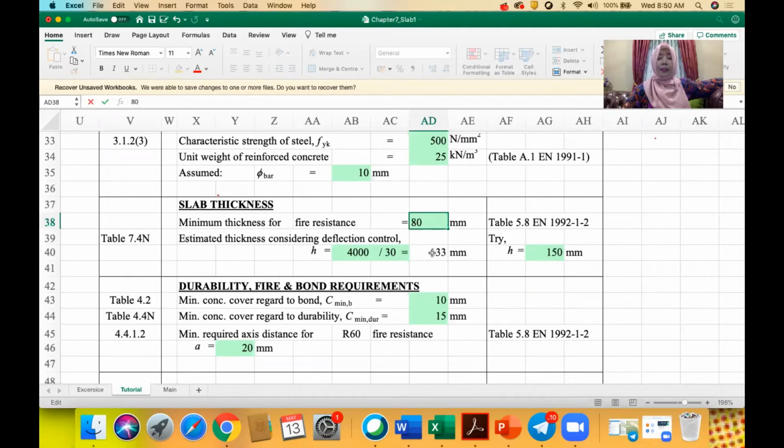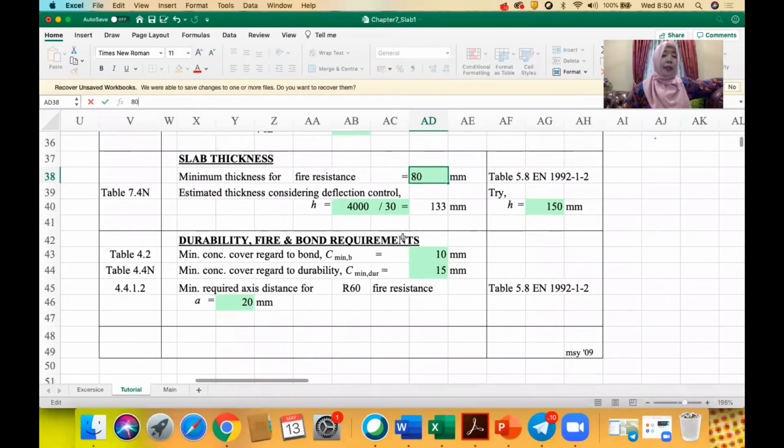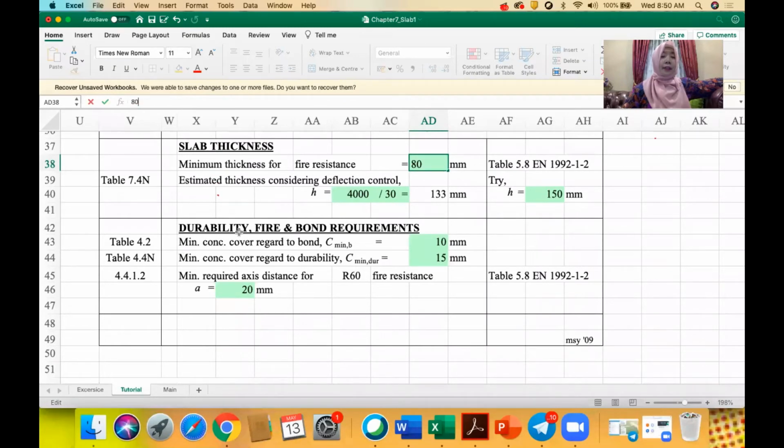Therefore, H is 150. Choose a value greater than 133, that is 150. Then the next step is to find the cover, because the cover is not given here. So the cover must be determined according to the 3 parameters.